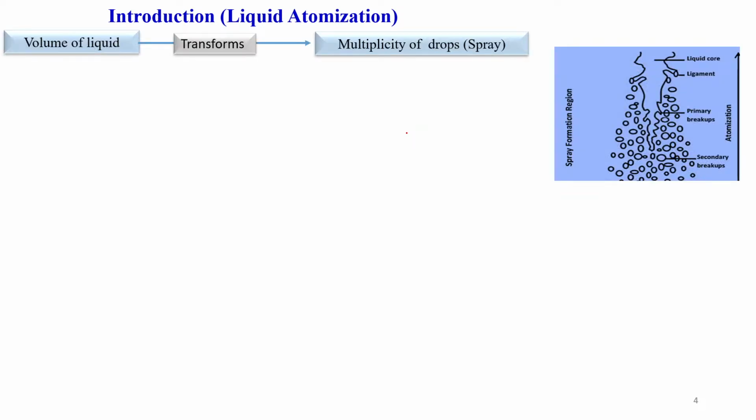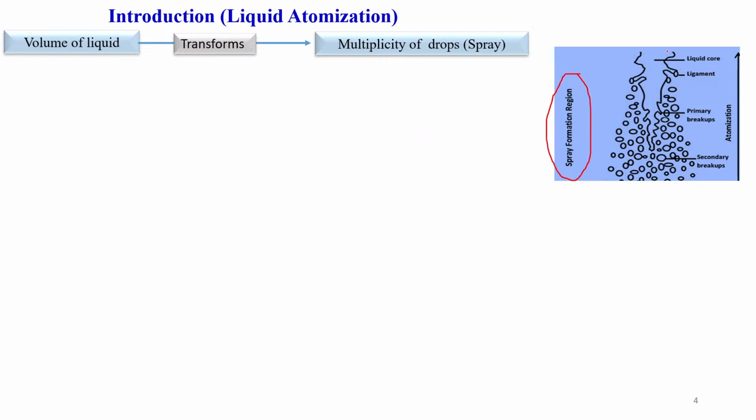So here first I would like to give the introduction about atomization and what the important applications of atomization are. Atomization is a process in which a bulk volume of liquid is converted or transformed into millions of droplets, known as spray. Here we can see this is the spray formation region.